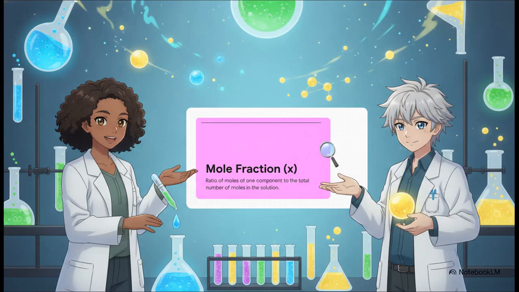Mole fraction, which we represent with a lowercase x, is the great equalizer of chemistry mixtures. It's simply the ratio of the moles of one specific component to the total number of moles in the whole solution. So x sub A equals the moles of A divided by the sum of moles of A plus moles of B. Instead of measuring mass, which varies wildly depending on the element, we are now cleanly measuring the fraction of actual chemical particles.